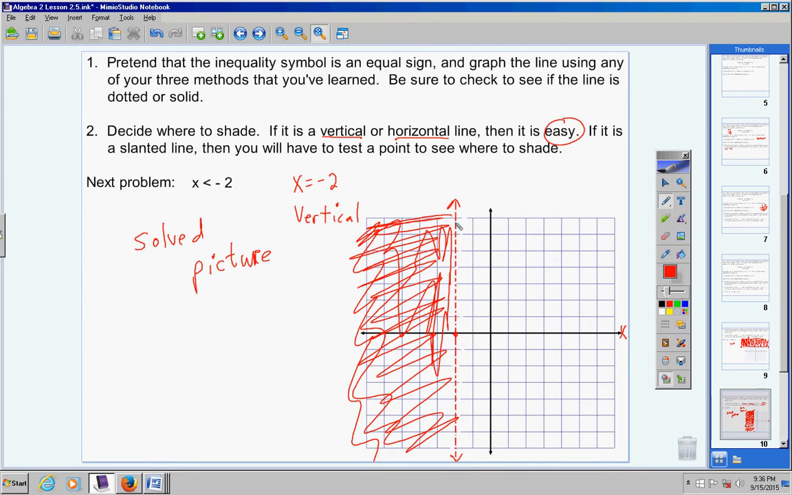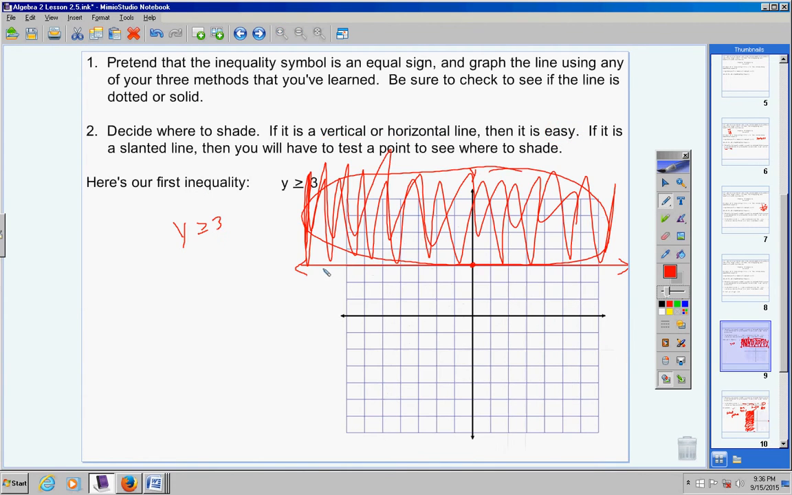Now, any points that lie on this dotted line, would they be part of the solution? No, because there's no equal sign here. Thus, this linear boundary, and by the way, I do call these boundaries, quite often they are boundaries, okay? This linear boundary is dotted. Thus, it is not part of the solution. This here was solid. The points on this line were part of the solution.